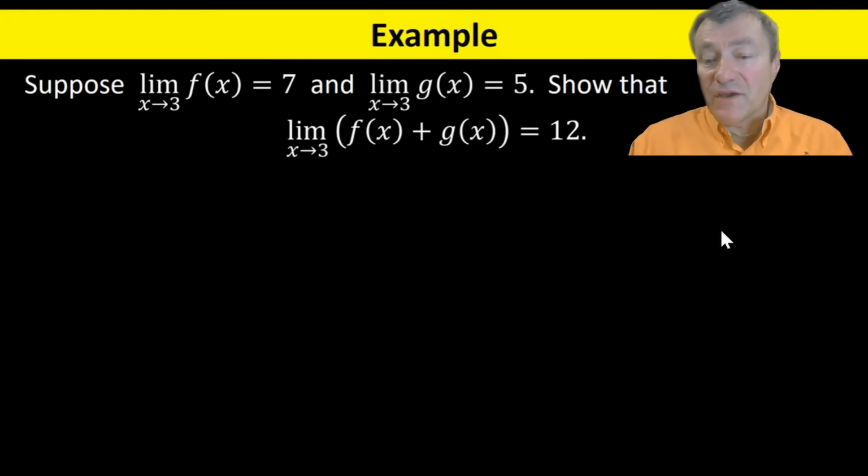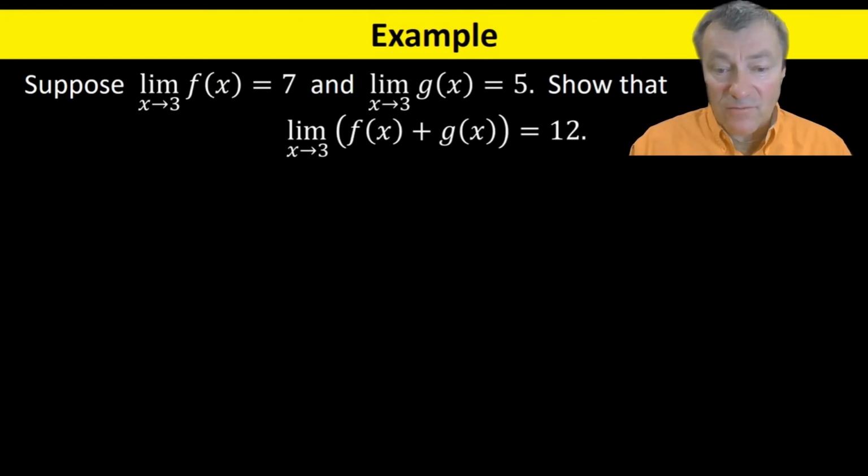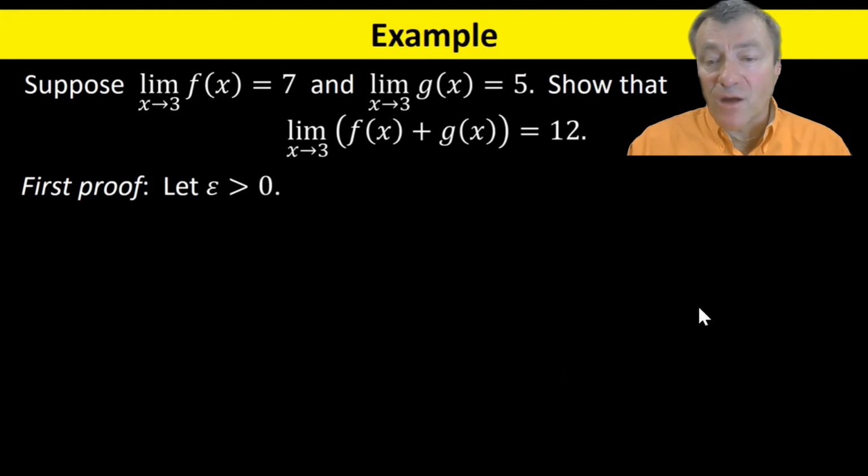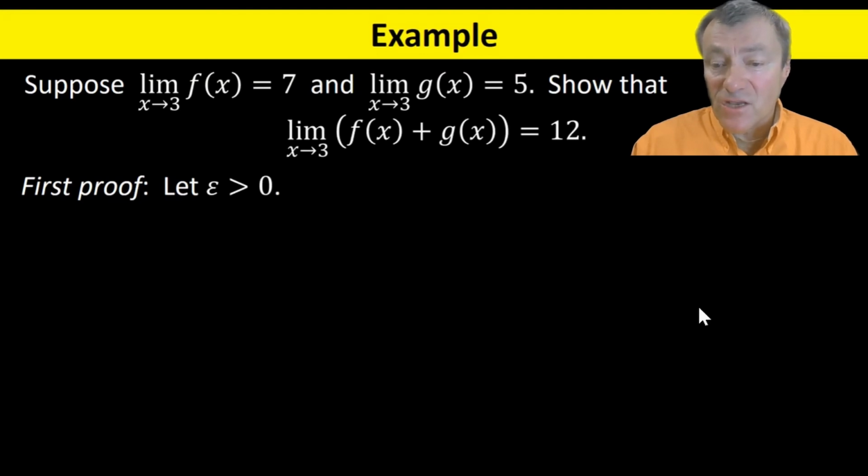So assume that f of x approaches 7 and g of x approaches 5 as x approaches 3. The goal is to show that the limit of f of x plus g of x is 12. Now let me give you a couple versions of the proof. In this first version, it'll be a little rough, and then the second version will clean it up. But if I just went straight to the cleaner version, it would be something like pulling rabbits out of a hat. So, the first run is strictly for motivational reasons.